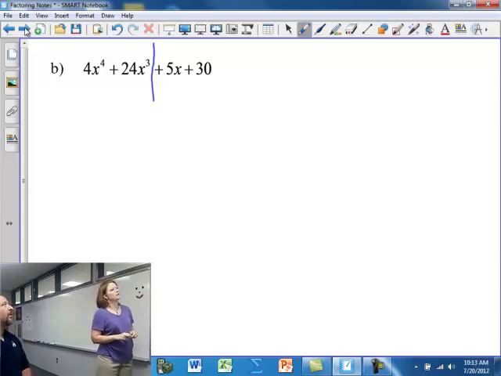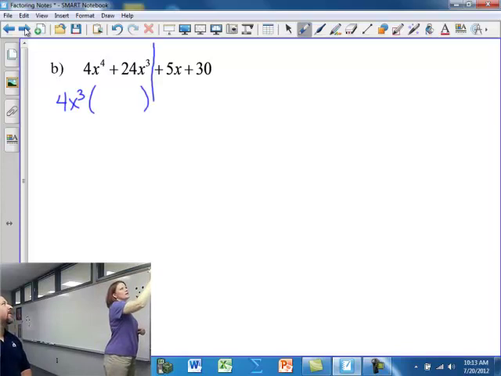If you saw 4x to the 4th plus 24x to the 3rd, Mr. Lucky, what do you think we would do? Well, they have a greatest common factor of 4x cubed. They do, so let's take it out. What would we be left over with? We'd be left with x plus 6. Okay. All right, so we looked at our first half.